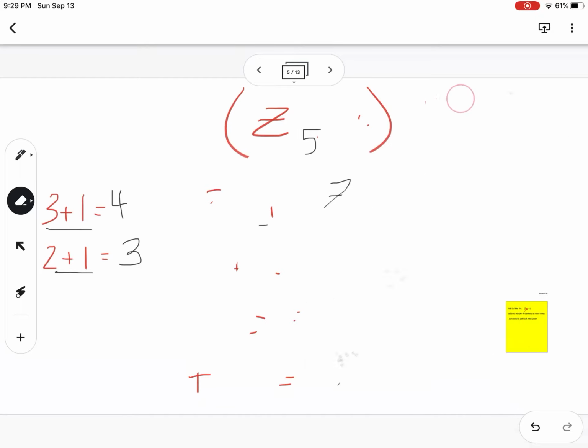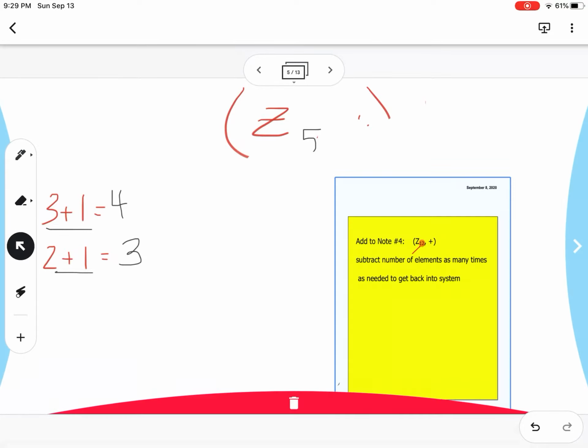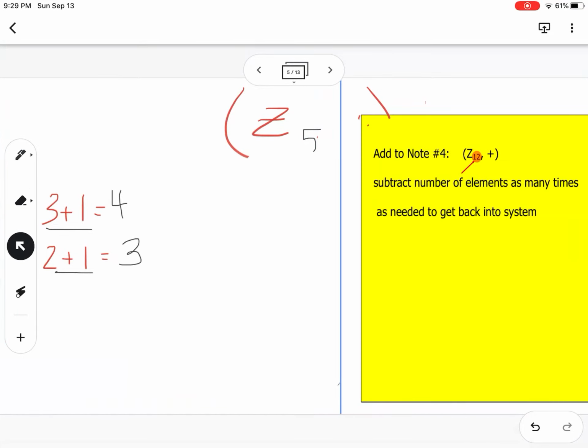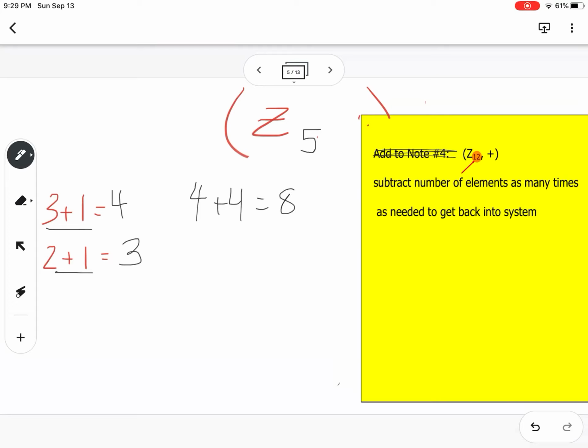And so that brings us to our first note about computation in a Z system. You don't really need to worry about this notation there, but what you really want to do is subtract the number of elements as many times as needed to get back into the system. So remember in Z5 addition, when we had 4 plus 4, we had 8. What we did was really we could have just subtracted 5, because that's the number of elements, and then I would have gotten 3, and that was the correct answer.